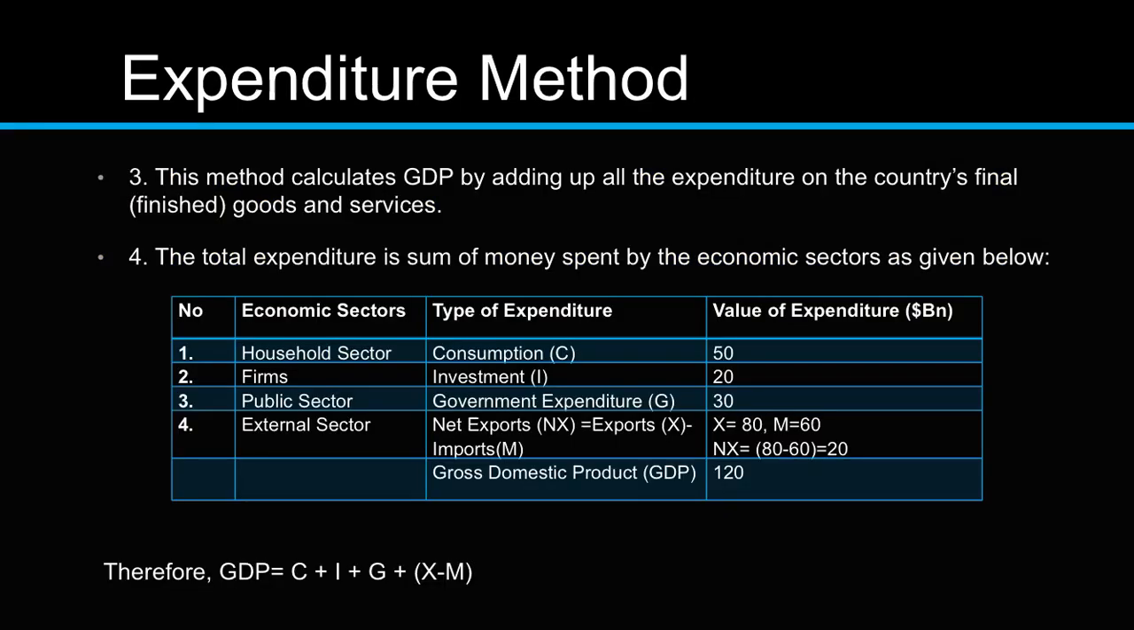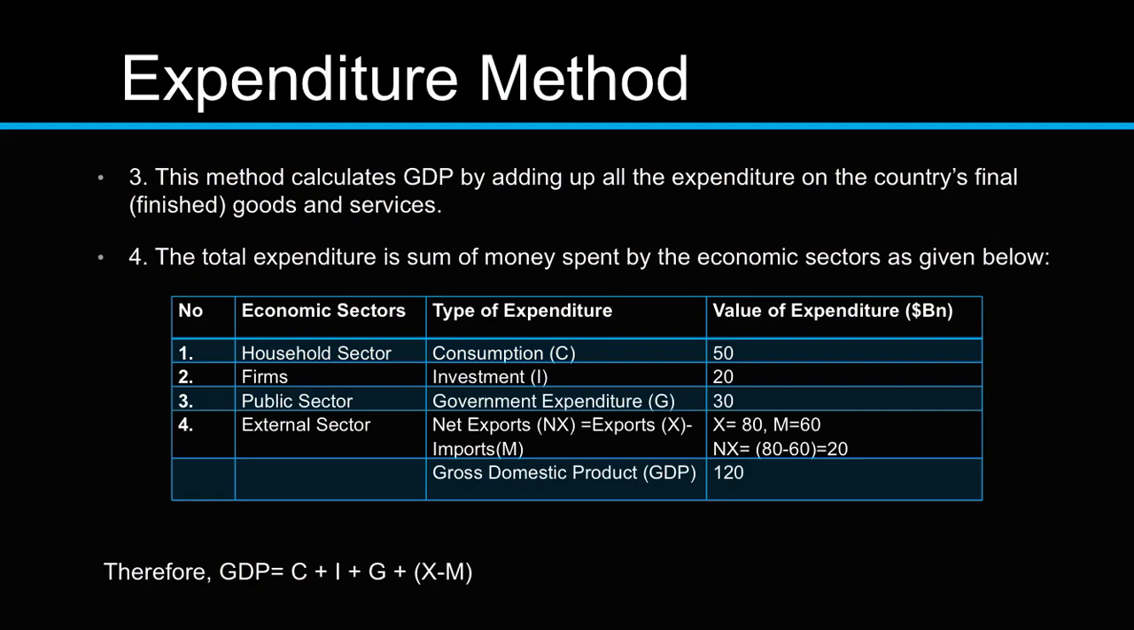So let's take a look at the expenditure method. In this method, GDP can be calculated by adding up all the expenditure on the country's final goods and services. We have 4 different sectors in an economy. We call it a 4-sector economy. The first sector in the economy is the household sector or consumers. We usually call it consumers or household sector. That is the first sector.